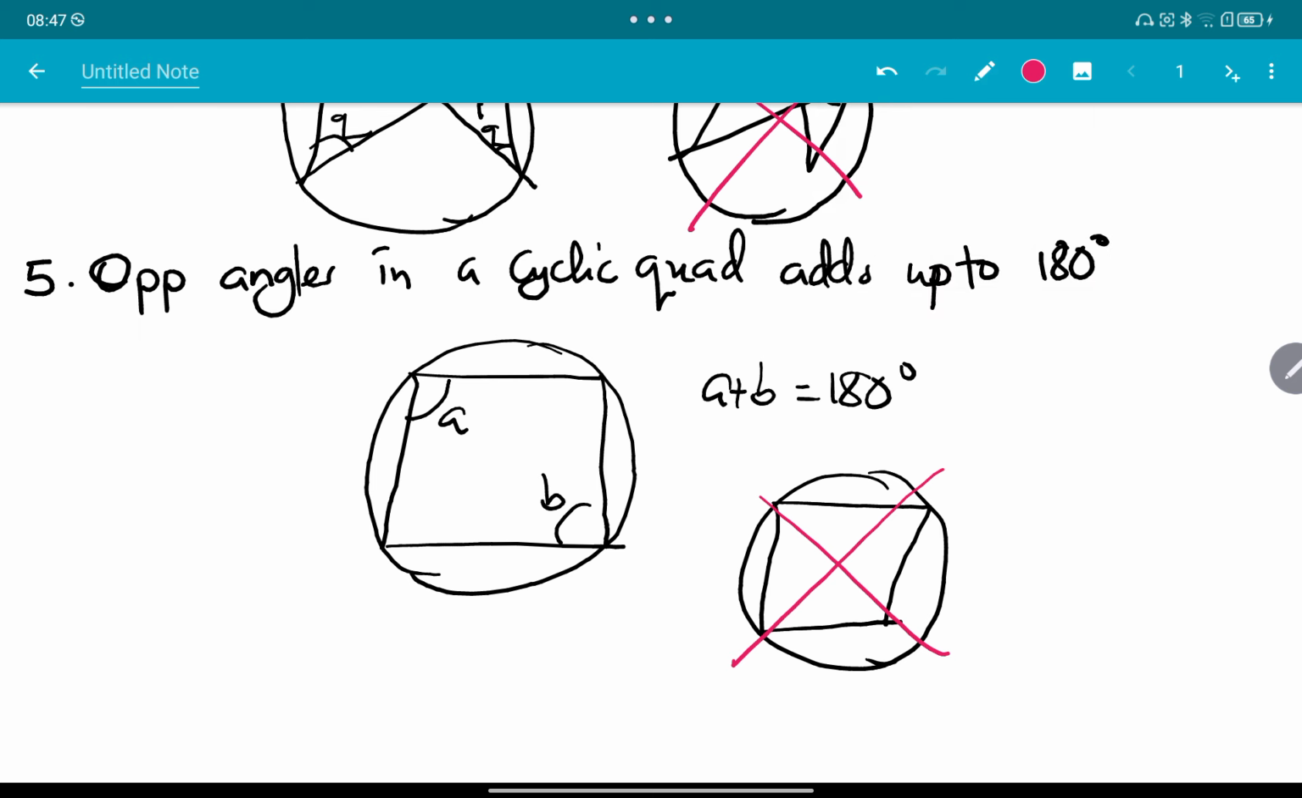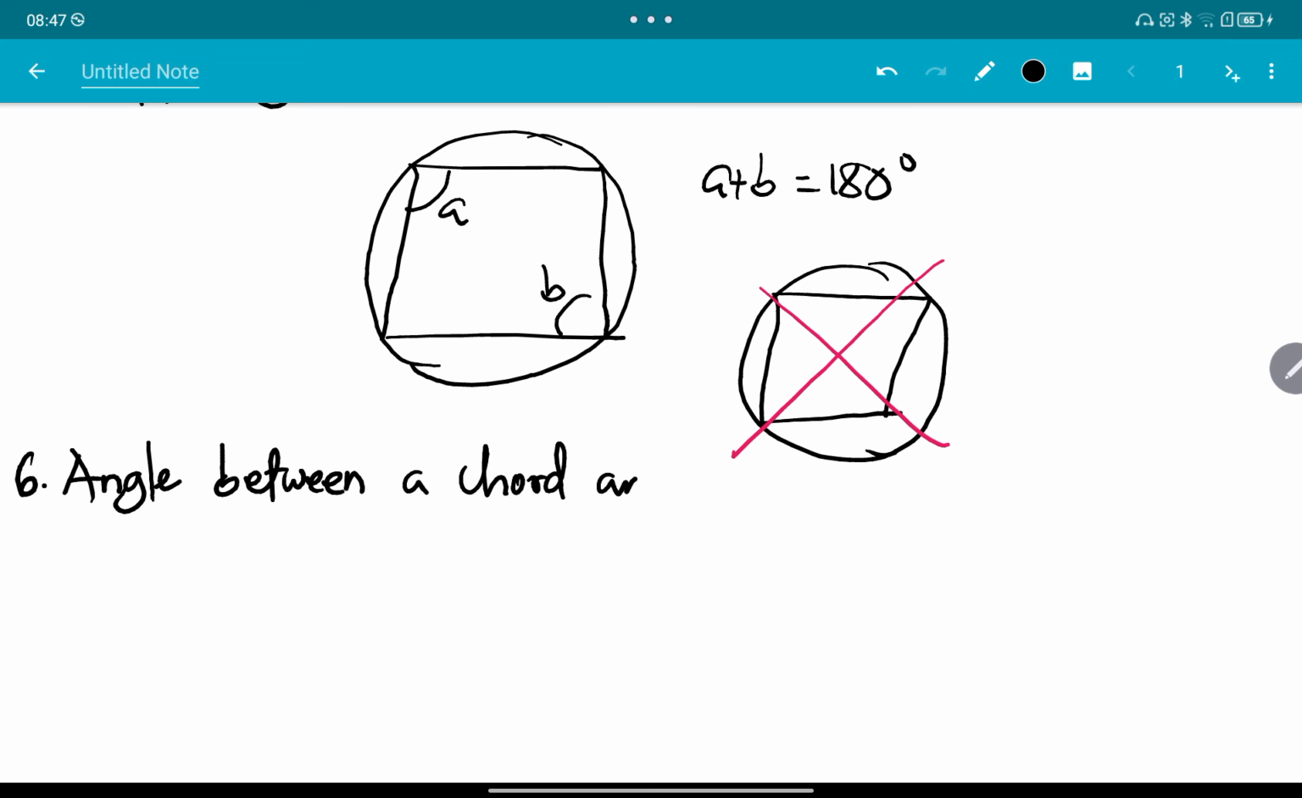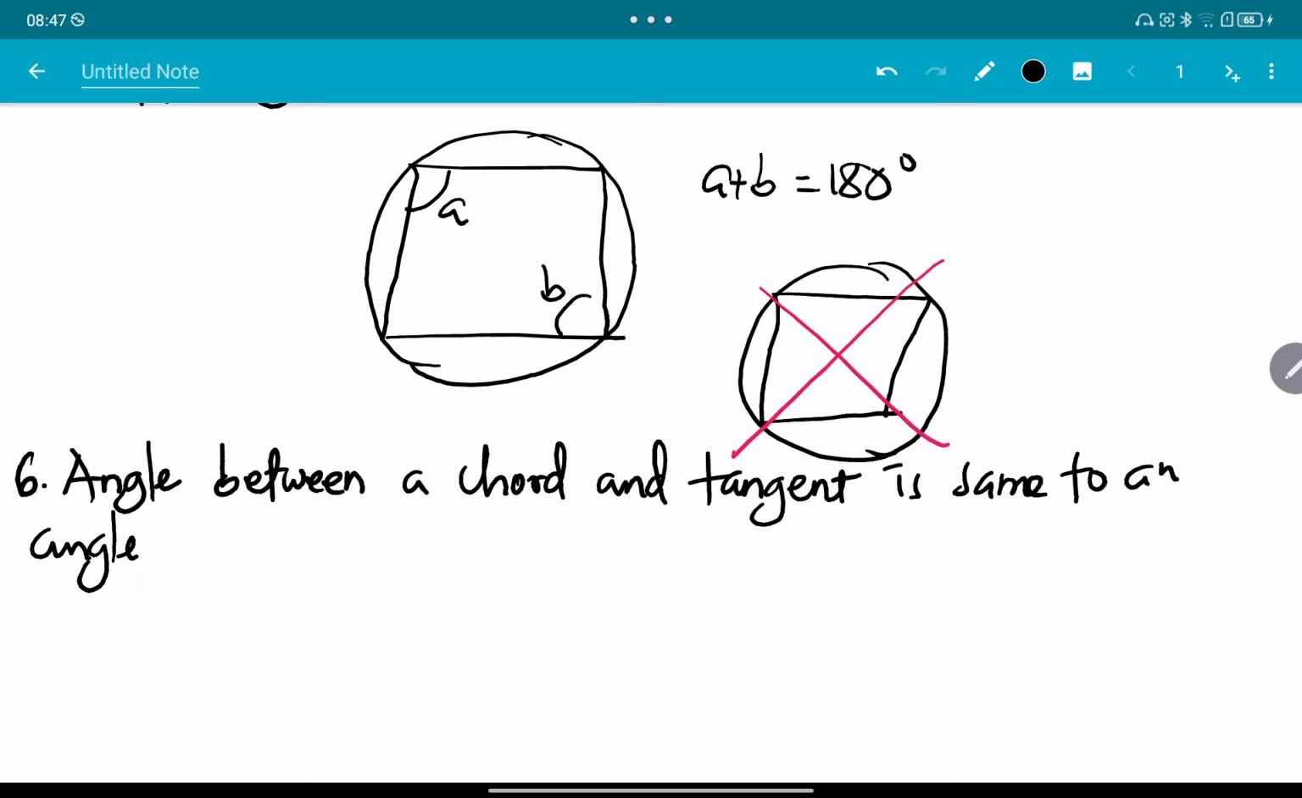When you look at a question like this one, it does not apply the same property, reason being, all the corners of that quadrilateral are not touching the circumference of that circle. And this is the last property you need to know: the angle between a chord and tangent is the same as an angle in the alternate segment.